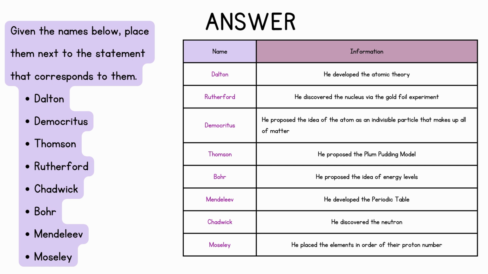Congratulations! The first one speaks about Dalton. He developed the atomic theory. Rutherford discovered the nucleus via the gold foil experiment. Democritus proposed the idea of the atom as an indivisible particle that makes up all of matter, while Thomson proposed the plum pudding model. Bohr proposed the idea of energy levels. Mendeleev developed the periodic table, Chadwick discovered the neutron, and Moseley placed the elements in order of their proton number.